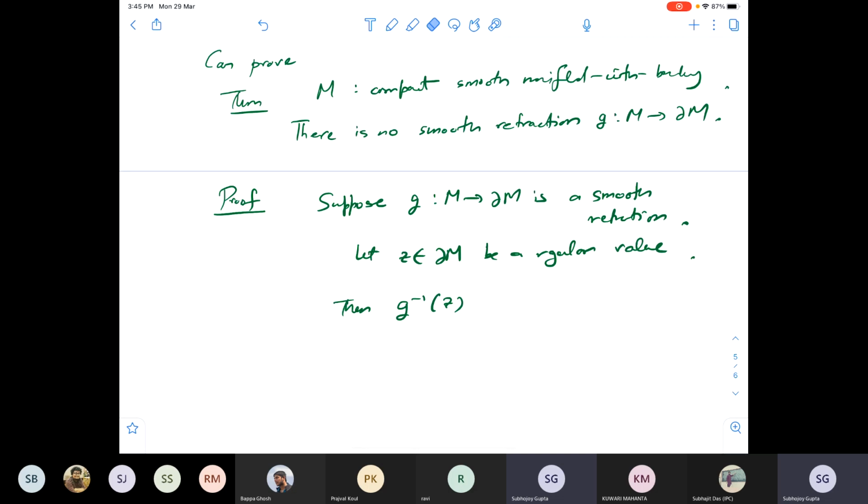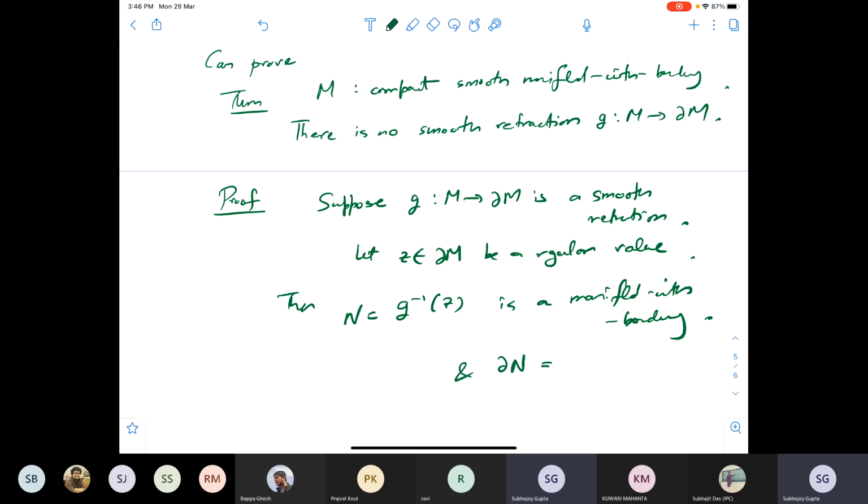So let's give it a name. Then the pre-image is going to be a submanifold with boundary. So this N is a manifold with boundary, and is a submanifold of M. This is from what we discussed: the boundary of N is basically G inverse of Z intersected with the boundary of M.